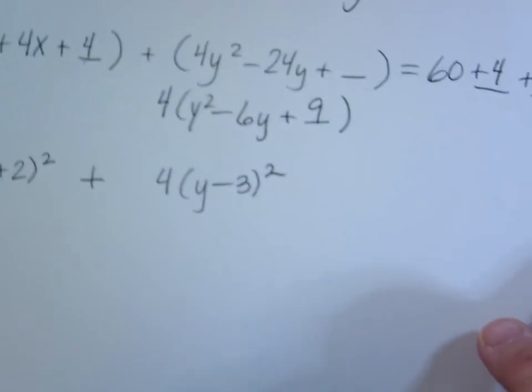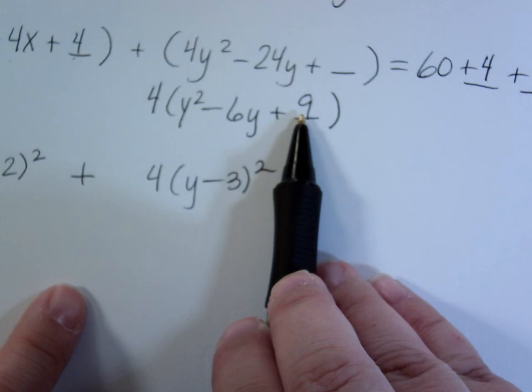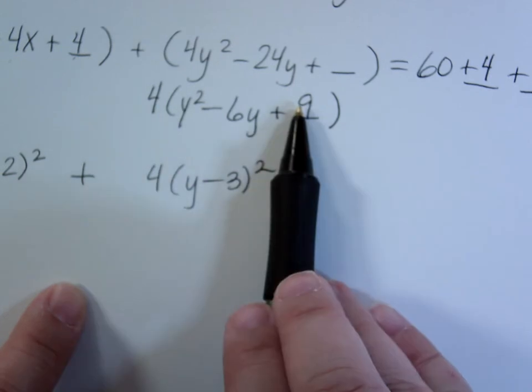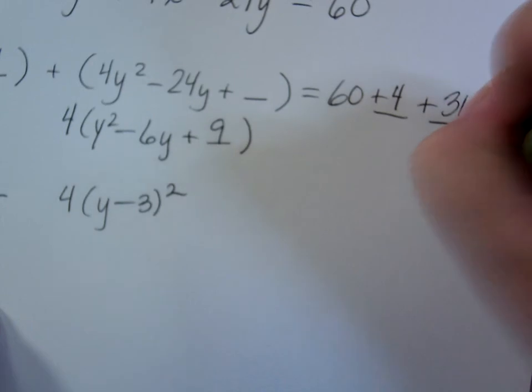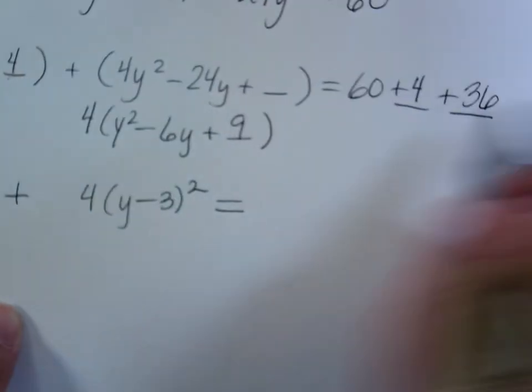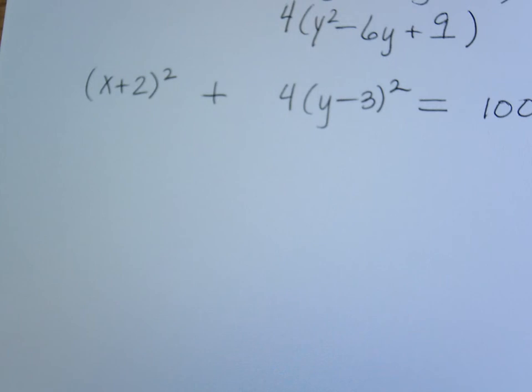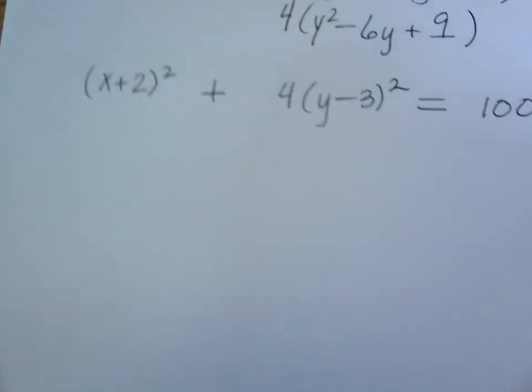Now keep in mind, when I go to add something on the other side, I didn't really just add a 9 to the left. I really just added a 4 times 9. 4 times 9 is 36. So the right-hand side now, 60 plus 4 plus 36, right here, adds up to 100. We're almost there. The only thing we have left to do is get equals 1 on the right.